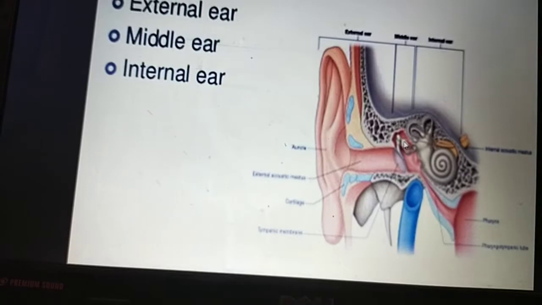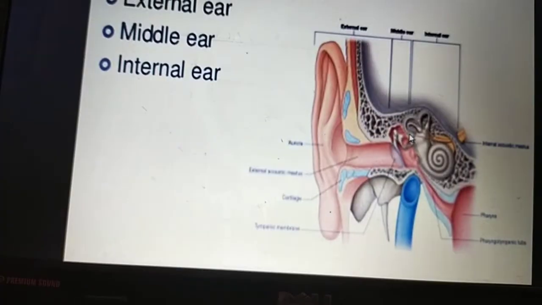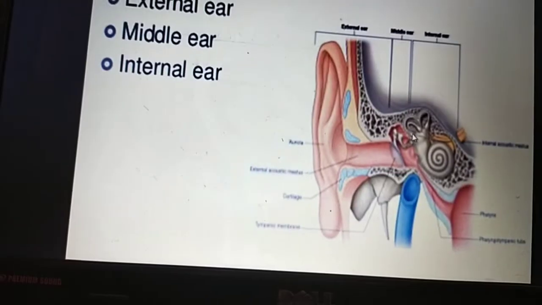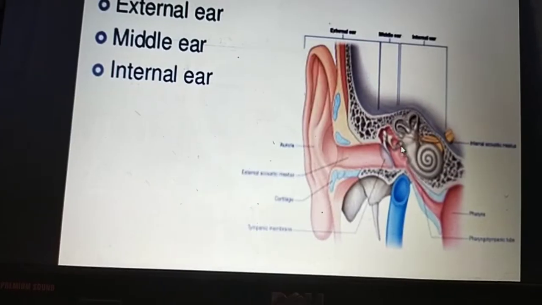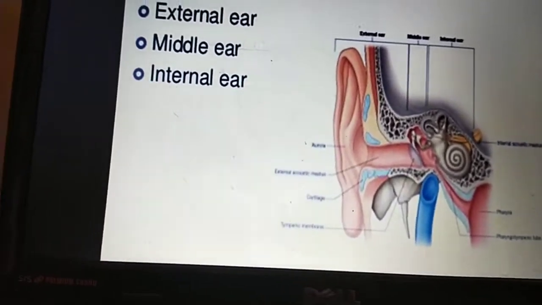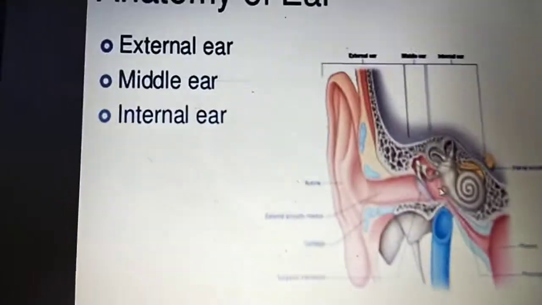The middle ear consists of three bones: the malleus, incus, and stapes. It also has the oval window, round window, and eustachian tube. This is the eustachian tube. This is the oval window. This is the middle ear and inner ear.